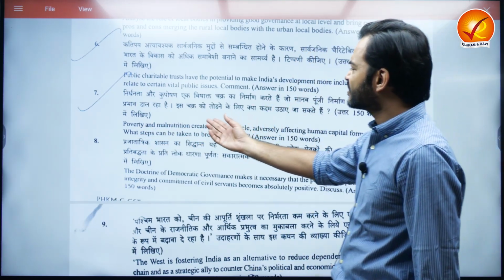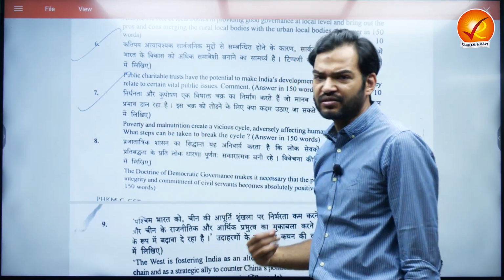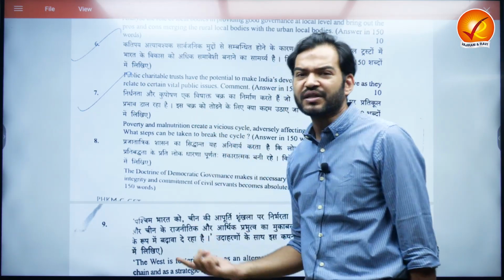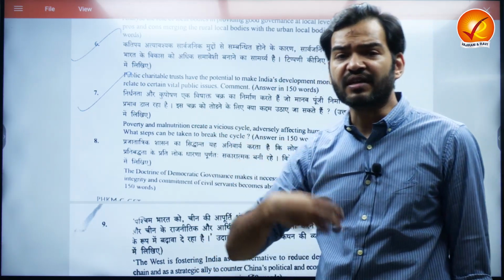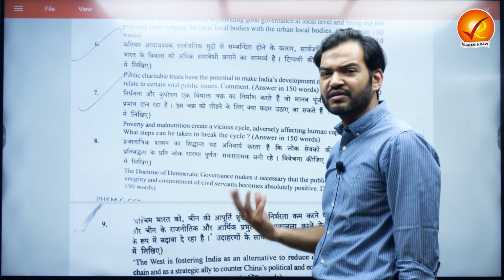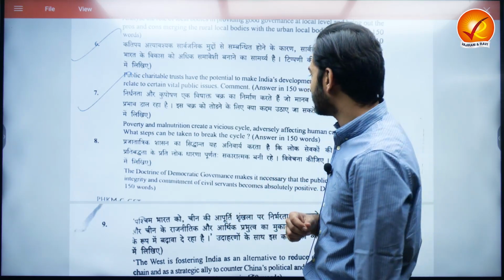So in the introduction, you can define what is poverty and what is malnourishment. You can define these terms. Poverty is lack of resources. Malnourishment is nutrient deficiency in the body. It is not only about consumption of calories, but it is also about nutrient deficiencies, micronutrient deficiencies in the body.